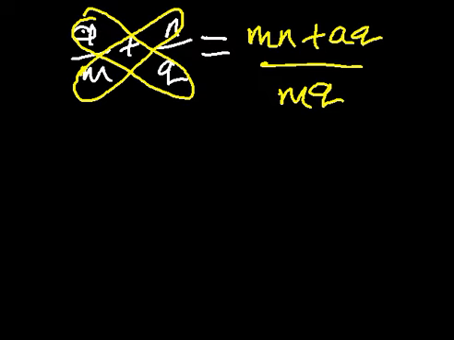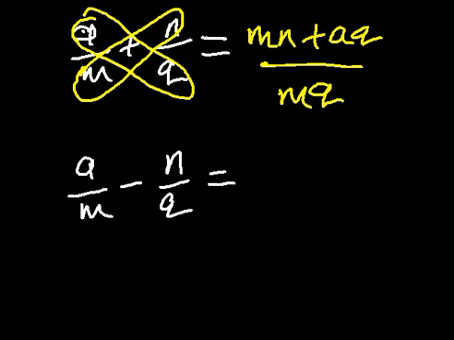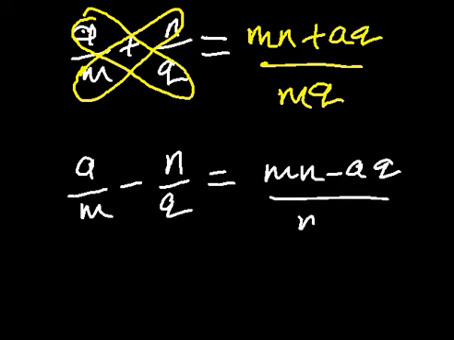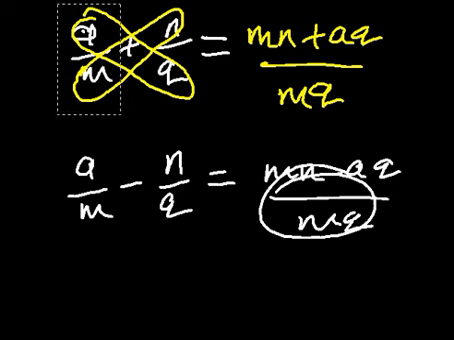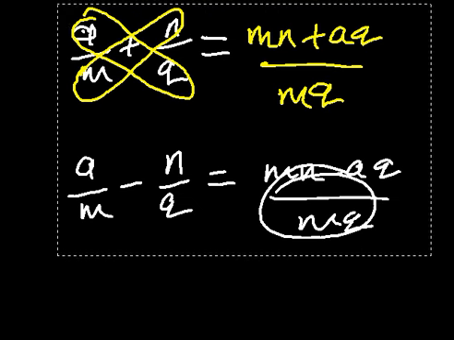And likewise, if the two fractions are being subtracted, let's say a over m minus n over q, the principle remains the same, and you have mn minus aq divided by mq. This is what you call the butterfly method, and this is basically used whenever the fractions are proper fractions, that is, fractions with no whole numbers.